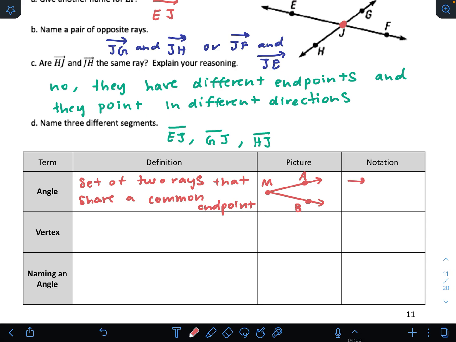So if we want to practice our notation again, we could say ray MA, again, starts with M, goes through A. So ray MA and ray MB create an angle.